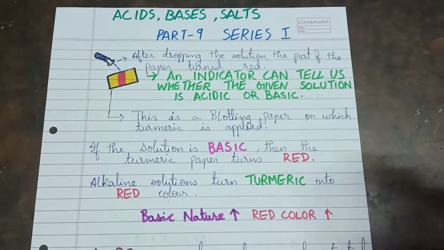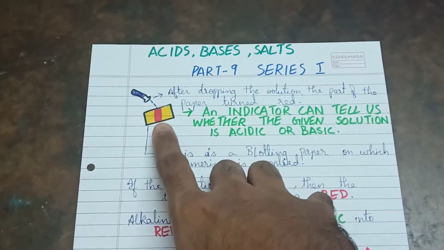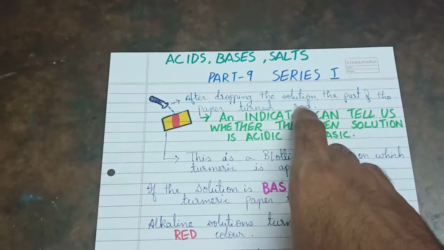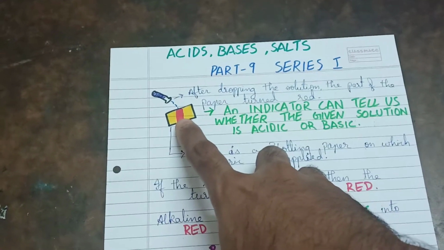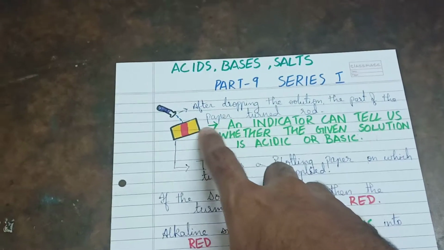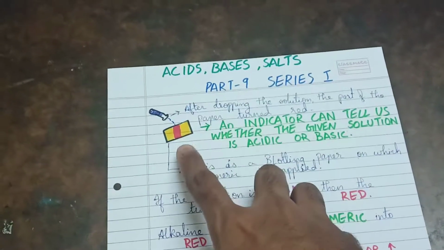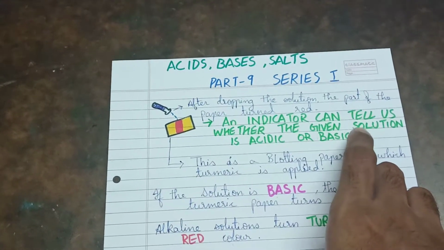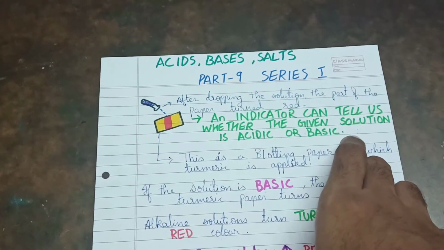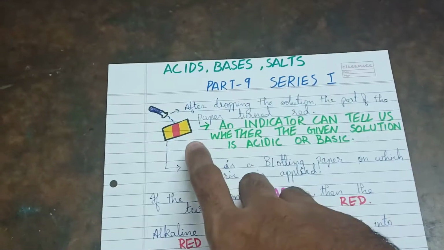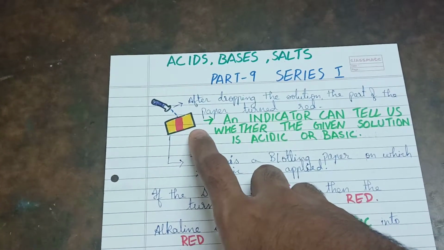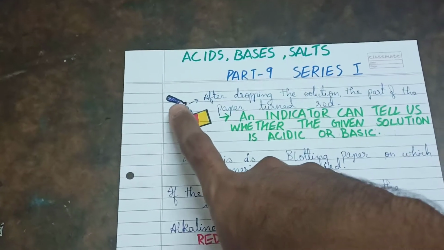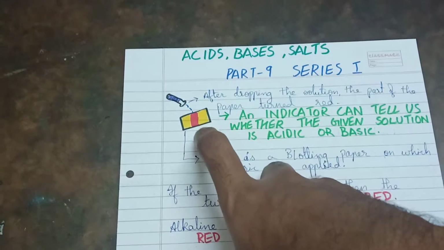First, if you see here, there's a small yellow color paper. On this, if you drop a solution, the part of the paper where you drop it turns red. Why does it turn red? Because this is an indicator. An indicator can tell us whether the given solution is acidic or basic. So that is why you drop this solution on this paper.